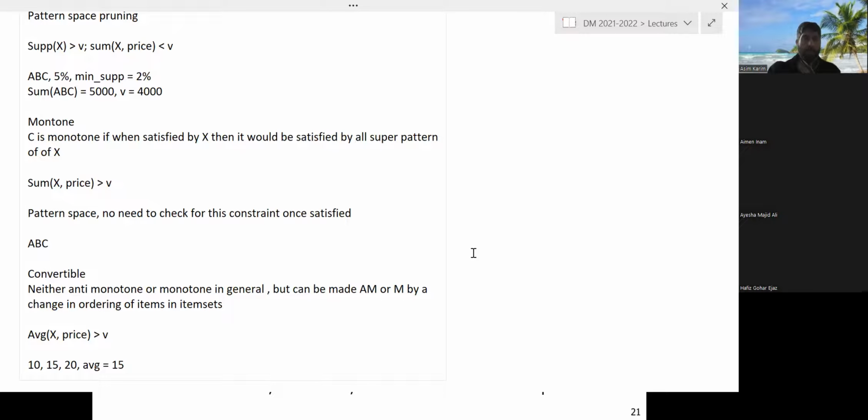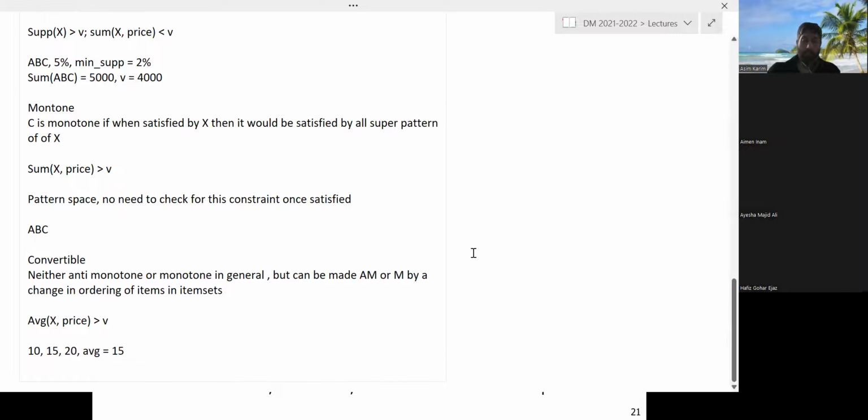Obviously, if you add a new item whose price is less than the largest price in this list, then of course its average will decrease. If it is greater, then it will increase. So if we can control the price of the item that we're adding, then we can make it monotone or anti-monotone.